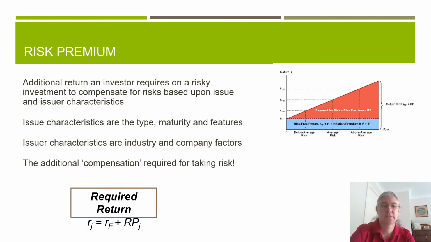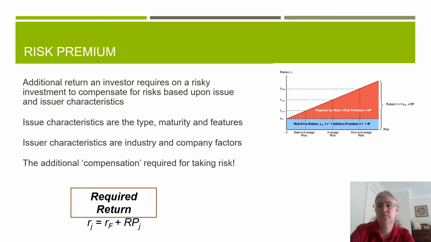So this is a summarized formula now. Required return, the required return on J, so we've got R with a little j, is made up of the risk-free rate, R with the capital F, plus the risk premium for J. So this is a simplified formula on what we first saw, because remember that the risk-free rate is made up of the real rate of return plus the inflation.